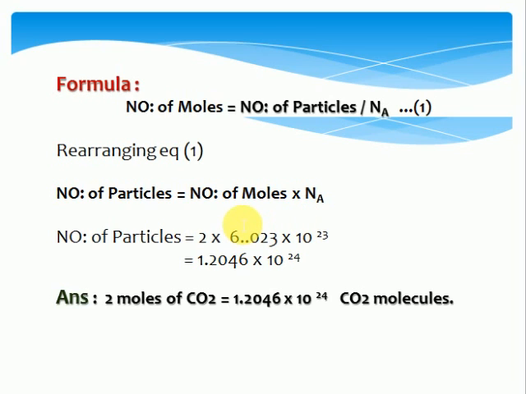Number of moles given in the question was 2. Avogadro's number was 6.023 × 10^23. When we solve it, we get the answer 1.2046 × 10^24 carbon dioxide molecules. It means that 2 moles of carbon dioxide are equal to 1.2046 × 10^24 carbon dioxide molecules. So in this way we can convert the number of moles into particles or the number of particles into moles.